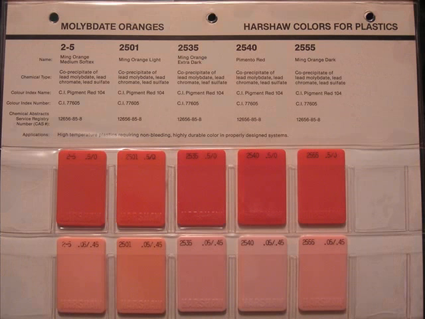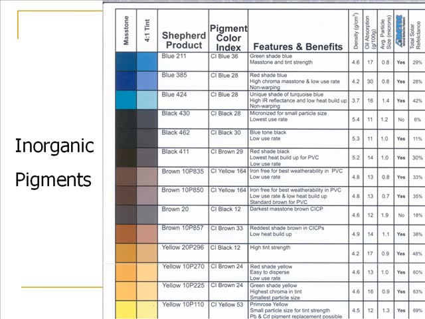This is a Shepherd product brochure, which is a pigment supplier, and you can see there's some of the colors, some names there, color index number, which is how we generically refer to pigments, and then some features and benefits. The pigment suppliers will give you data sheets like this to help you when you use their colorants. Here are some more inorganic pigments.